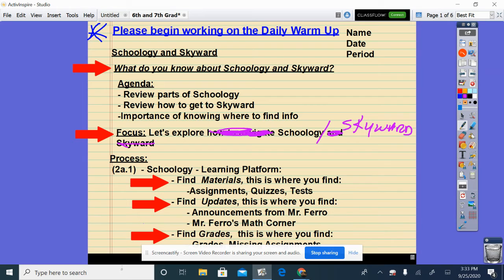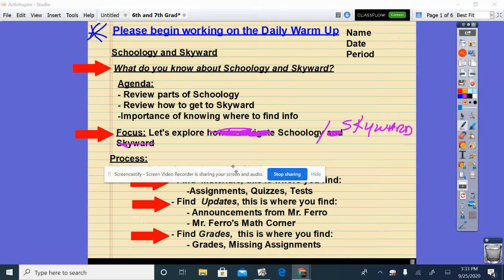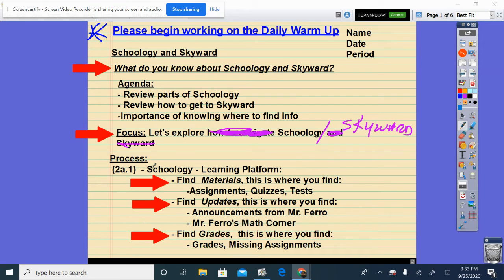And the other part is the process. Schoology, writing that down: it's a learning platform. That's what we're using, like Google Classroom was last year for a lot of students. Here again, demonstrating how I take notes, I would get rid of the word find and put a little bullet point there. I'd write down materials, and then underneath it, assignments, quizzes, tests. That's what you'll find in materials.